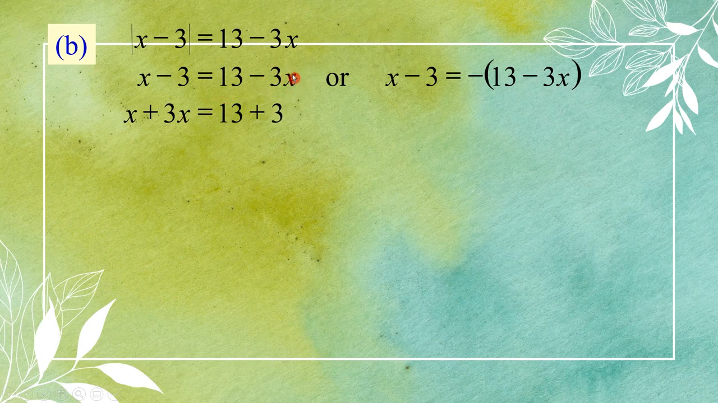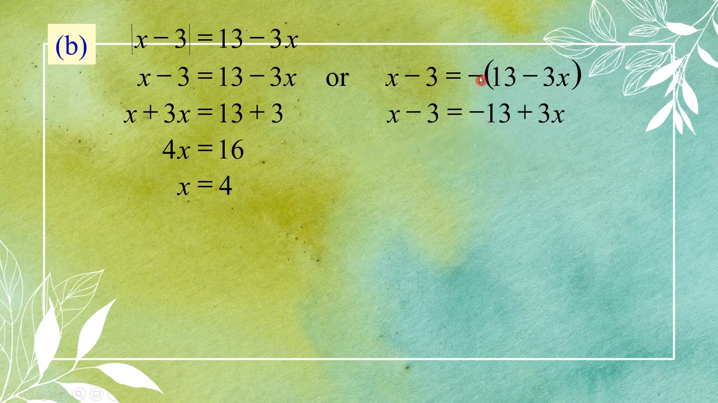We solve as usual for the first part. Negative 3x we bring to the left, it becoming x plus 3x, 4x, and then 13 plus 3 gives us 16. 16 over 4 will give us x equals 4. And for the second part here, we expand the negative. Careful, negative times negative becoming positive. 3x minus x, 2x, negative 3 plus 13 gives us 10. Therefore, x equals 5.